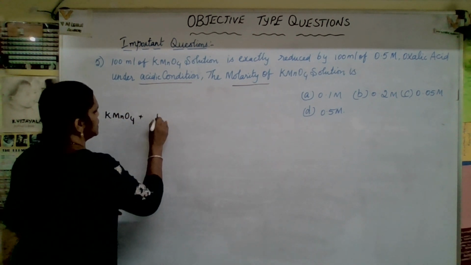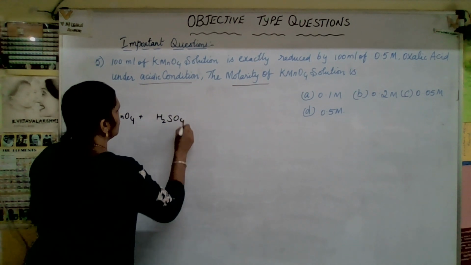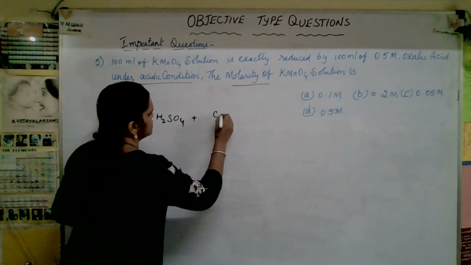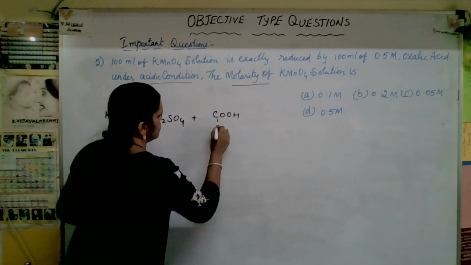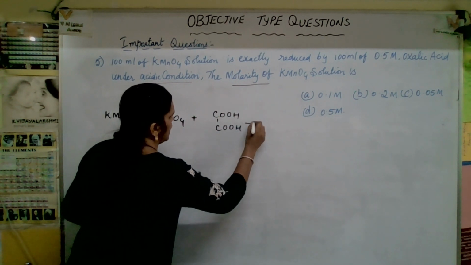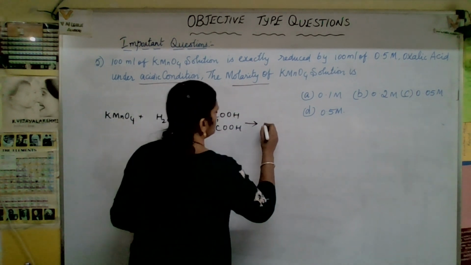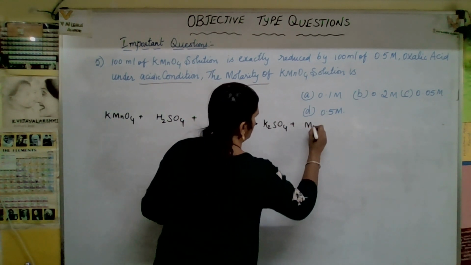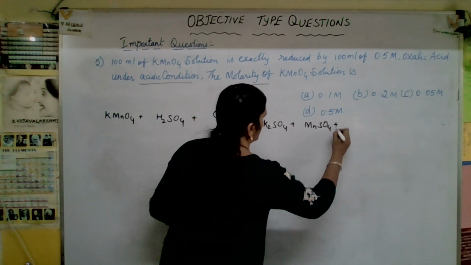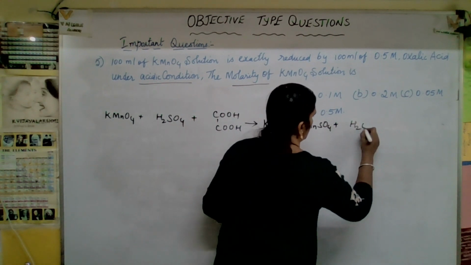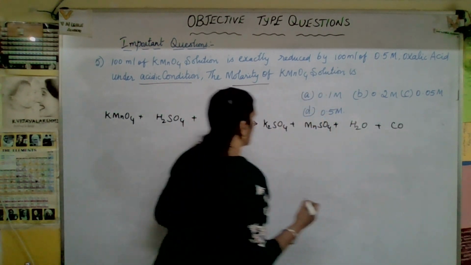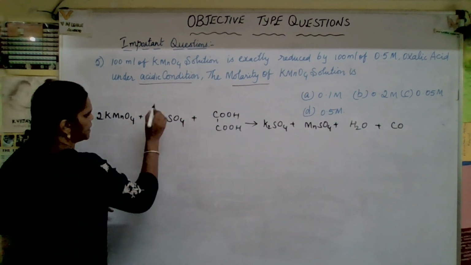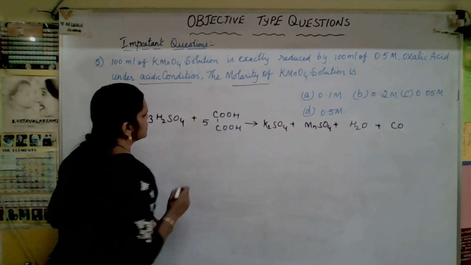KMnO4 plus H2SO4. Why? Because of acidic condition, plus here oxalic acid, right? COOH, single bond COOH. And you are getting K2SO4 plus MnSO4 plus H2O plus CO2. Right? Okay, now balancing the equation: 2 KMnO4 plus 3 H2SO4 and 5 oxalic acid.